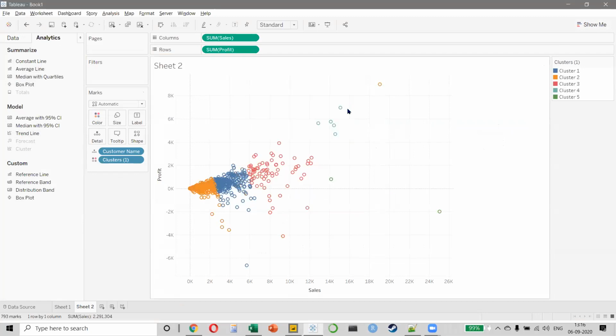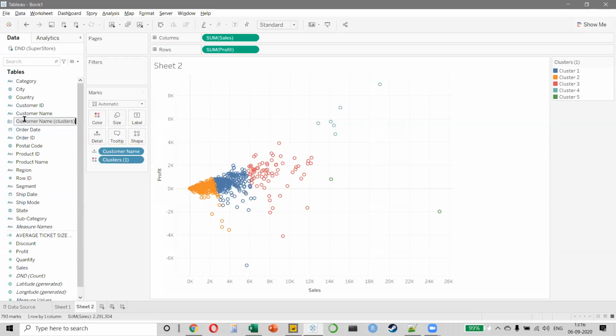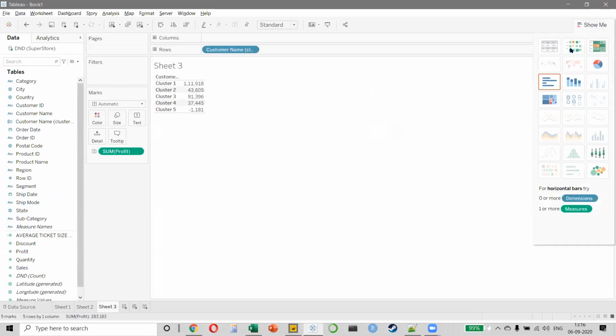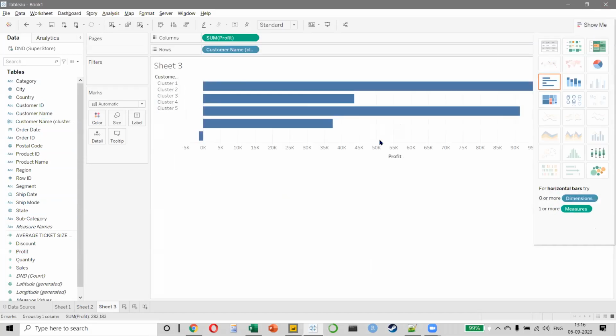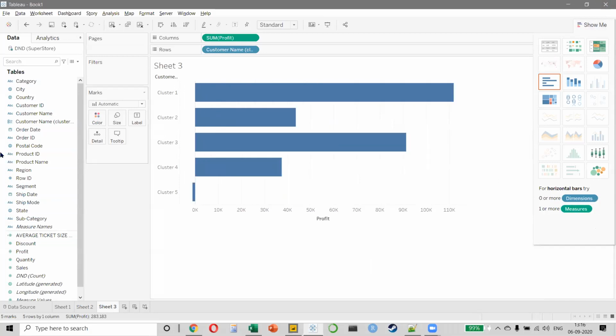Now, if I want to find out the profit for every cluster, how do you do that? Because I don't have a column called cluster. So what you have to do here is you will select cluster and put it back in your table. That way, what will happen is you will get customer name clusters like this. Once you have done that, it's easy. I can just make customer name clusters and my profit and make a chart, and it will tell me like this, right?